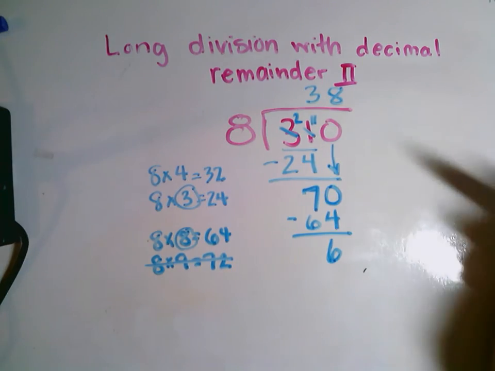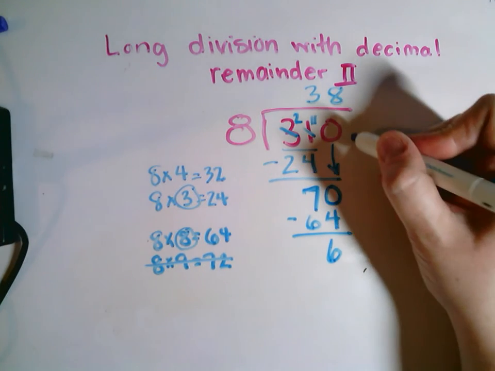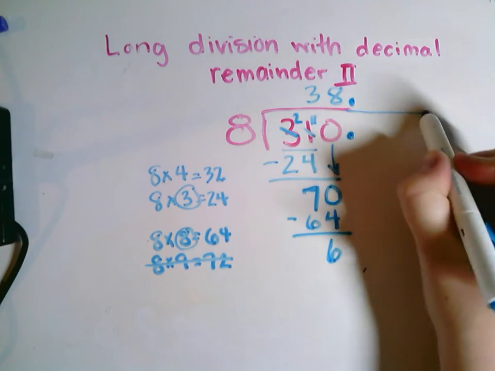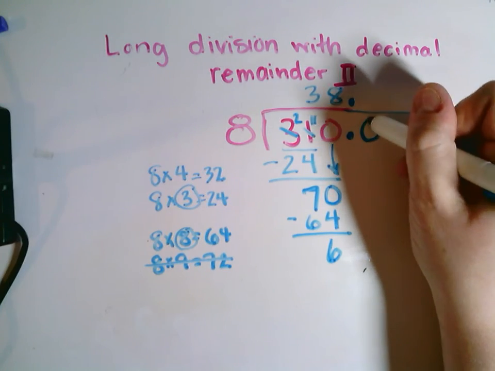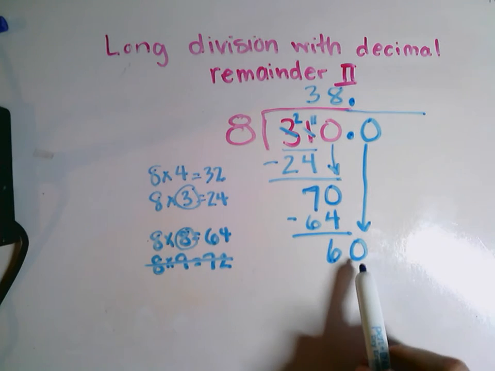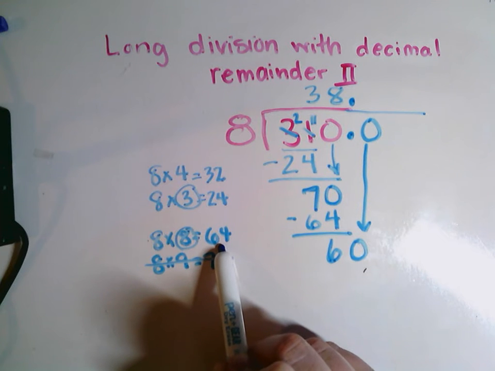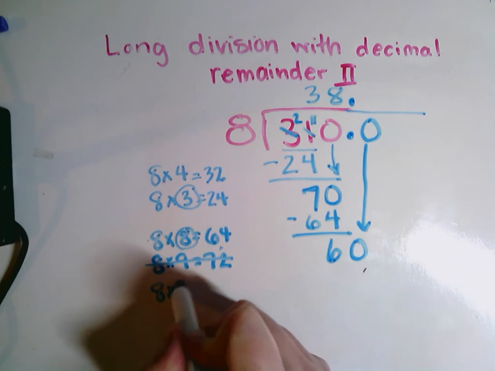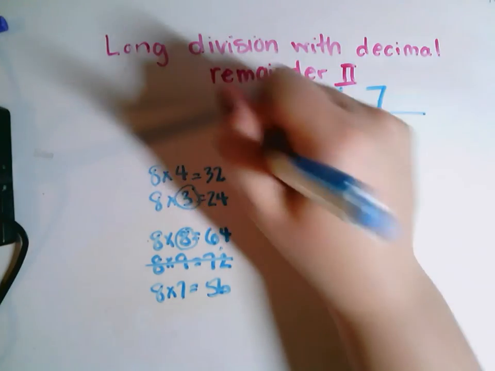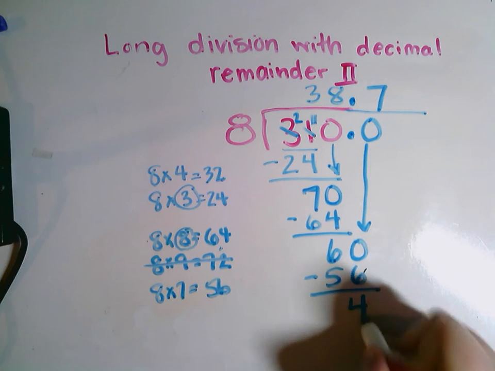And it looks like I don't have anything else to bring down, but remember, we're not using a remainder. We're going to use a decimal. So I'm going to add a decimal to my dividend. I'm going to add a decimal to my quotient. I'm going to put the 0 in my tenths place and bring that down here next to my 6. So now I have 60. 60 divided by 8. Well, I know 8 times 8 is 64, so it can't be 8. That's too many. So let's try 8 times 7, which is 56. So I'm going to put a 7 up here. 7 times 8 is 56. When I subtract that, I'll have 4 left over.